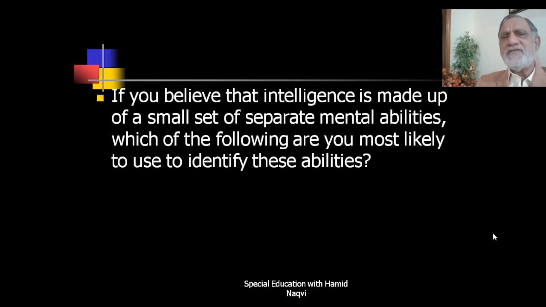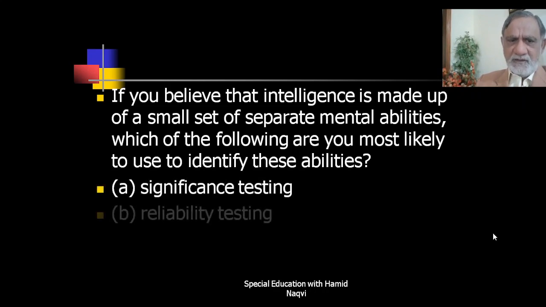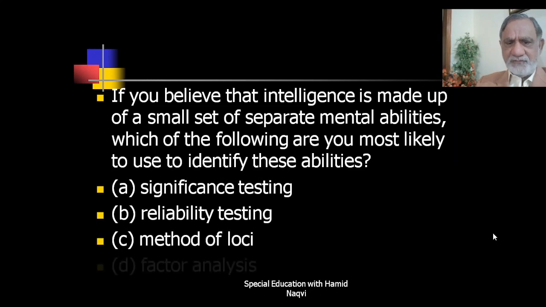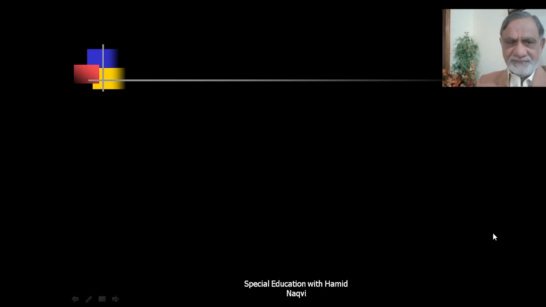If you believe that intelligence is made up of a small set of separate mental abilities, which of the following are you most likely to use to identify these abilities? Significance testing, reliability testing, method of loci, or factor analysis. The correct one is D, that is factor analysis.